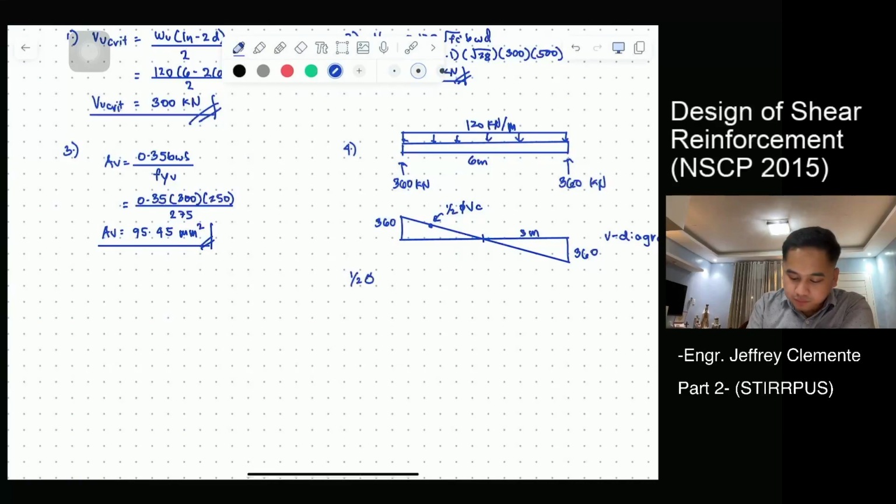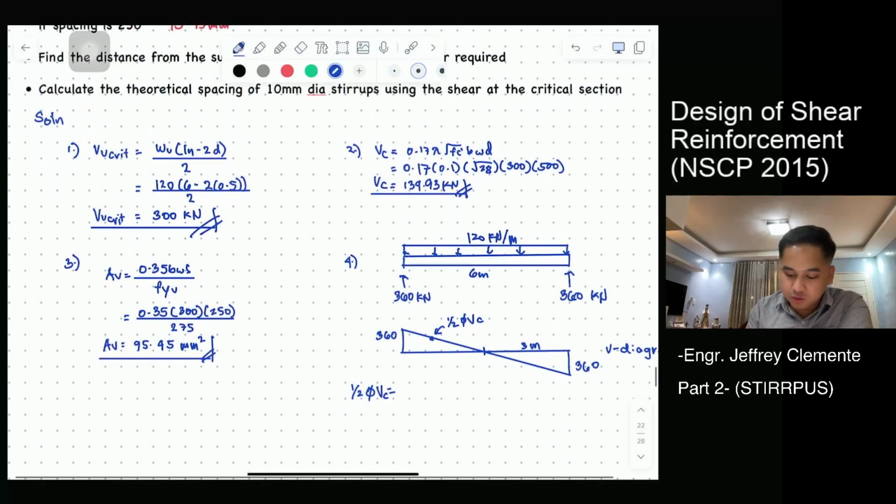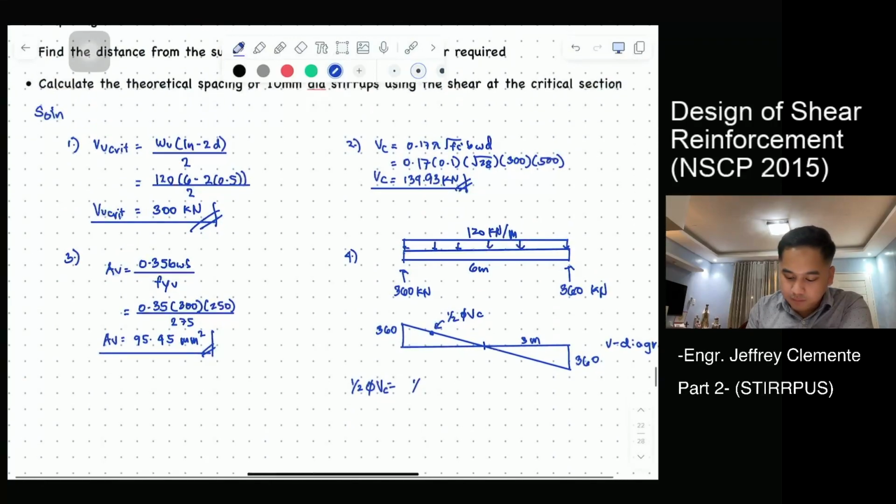1/2 phi VC is just equal to, meron ka ng VC eh. Ito yung VC mo. So, 1/2, ang phi 0.75, ang VC mo is 134.93. Diba? Therefore, this will be equal to 50.6. So, this is 50.6.